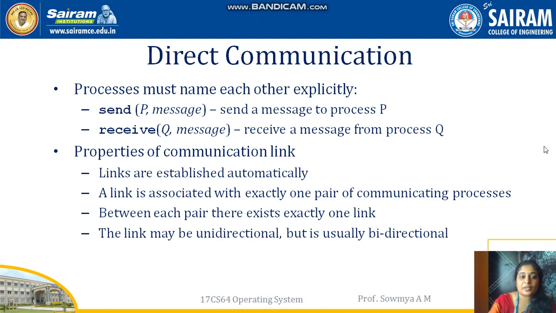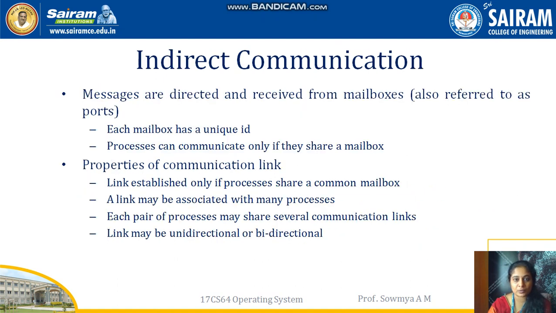The properties of the communication link are: links are established automatically. A link is associated with exactly one pair of communicating processes, and between each pair there exists exactly one link, like two communicating processes sending and receiving data. A private link is established, and it is a bidirectional link for communicating between the processes.